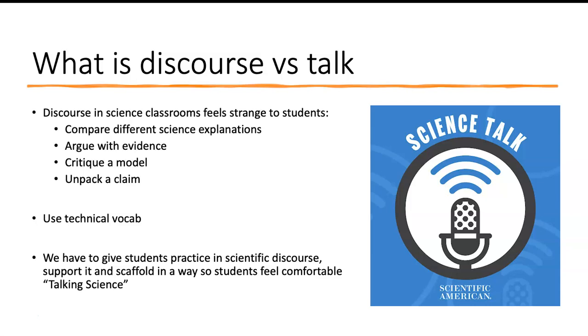We're asking students to do things like compare different science explanations, argue with evidence, critique a model, or unpack a claim. And that can feel very uncomfortable because that's not the type of talking our students are used to doing. Additionally, science has a lot of technical vocabulary and jargon, and many students don't feel sure using that vocabulary or jargon correctly. So we have to give students practice in scientific discourse and support it and scaffold it in a way so students feel comfortable talking science.